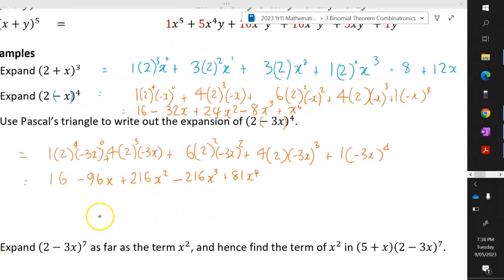If you've made a mistake and yours looks different, it's probably because you're forgetting in each of these brackets to, for example, square the minus 3 or cube the minus 3. So go back and fix that up if you've made a mistake. Let's have a look at the next one.